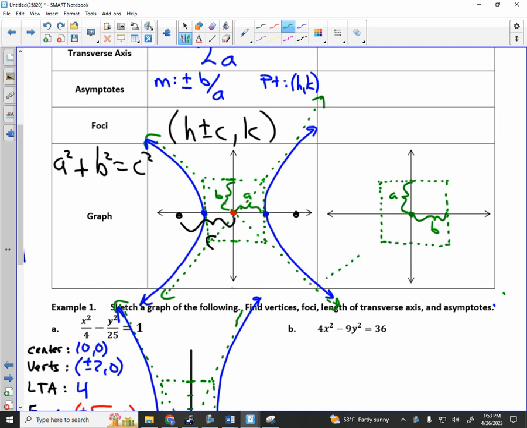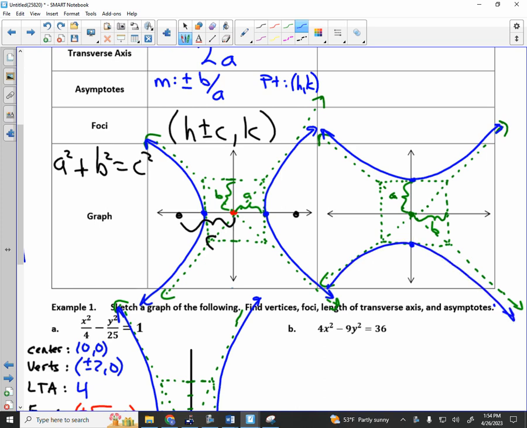And I draw those handy-dandy asymptotes. And once I have my box and the asymptotes, I can then construct the hyperbola. I place the vertices now on the top and bottom of the box because, again, the y value is positive. And I have my shape.